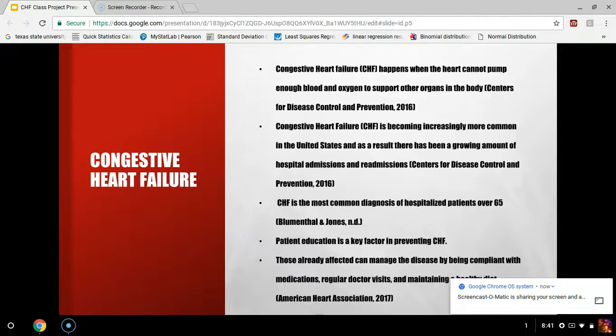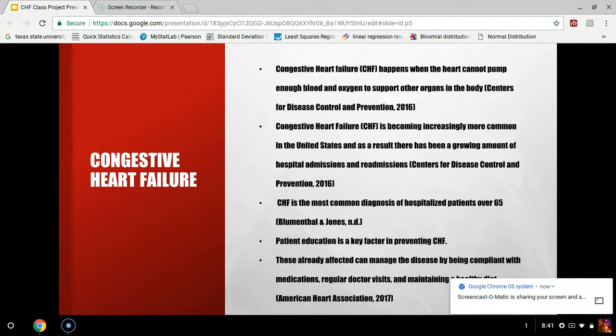Congestive heart failure, otherwise known as CHF, happens when the heart cannot pump enough blood and oxygen to support other organs in the body. Congestive heart failure is becoming increasingly more common in the United States, and as a result, there has been a growing amount of hospital admissions and readmissions. CHF is the most common diagnosis of hospitalized patients over the age of 65.